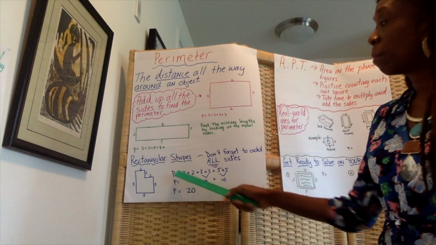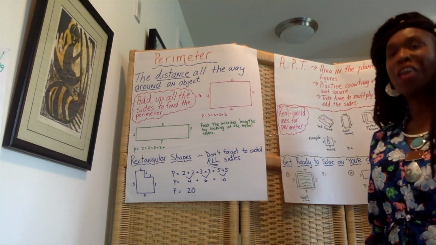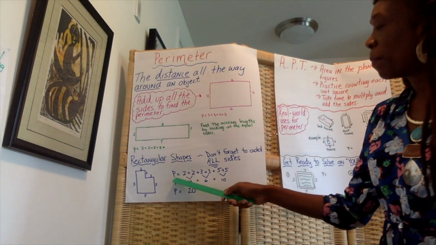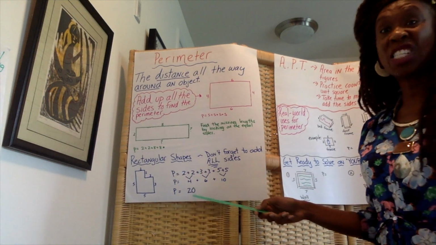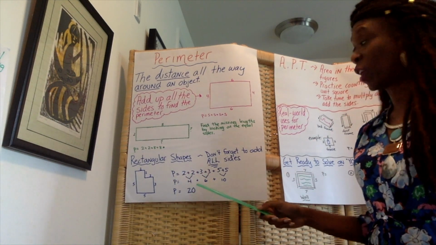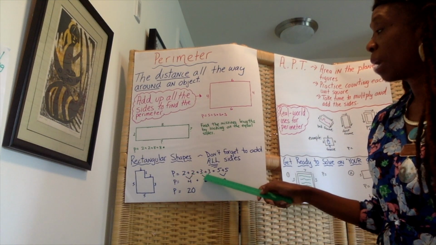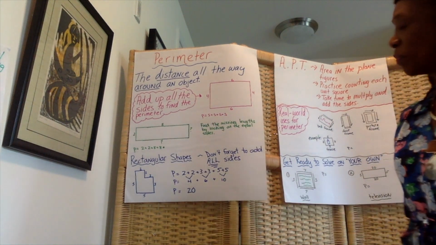I would first begin by writing P because once again, the P stands for what? Perimeter. Good job, guys. So I would say P equals 2 plus 2. I always like to start with my lower numbers first. So 2 plus 2 plus 3 plus 3 plus 5 plus 5.